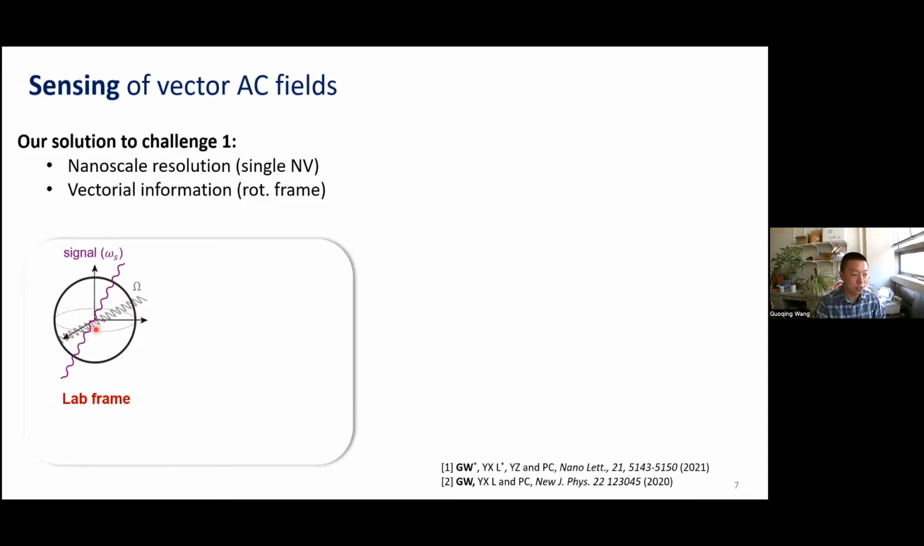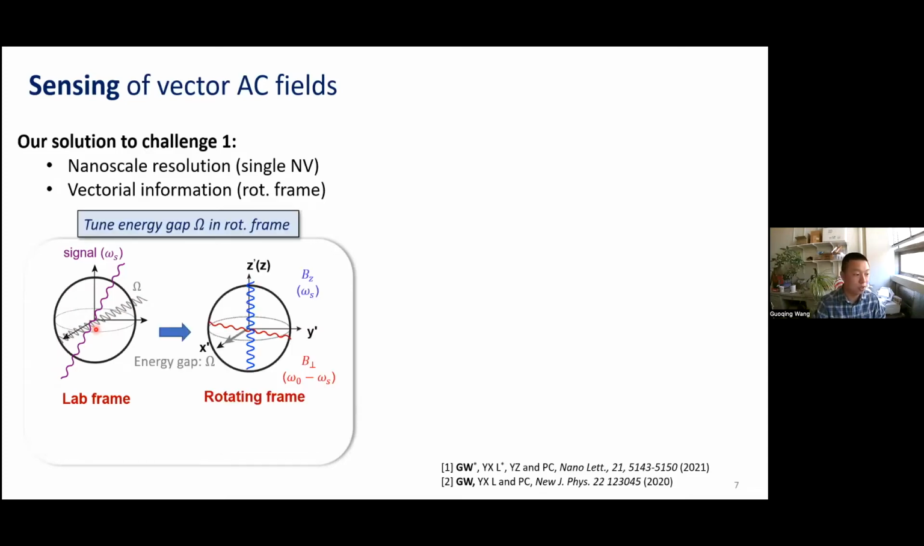Then in the rotating frame, which has a rotation about the z-axis with the qubit frequency, we can see that the longitudinal component still has the same frequency omega s as the lab frame frequency, because such a rotation commutes with the z direction. The transverse component has a different frequency because the rotation is about z, so you have a frequency shift to the transverse component, which gives omega 0 minus omega s. And the good thing now is that you have a tunable energy gap, which is along this x direction.